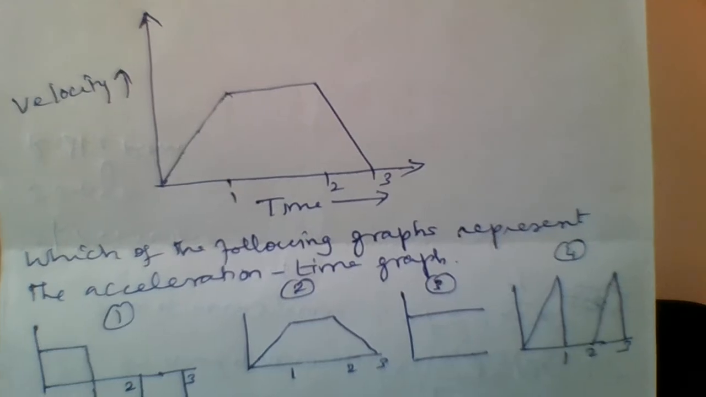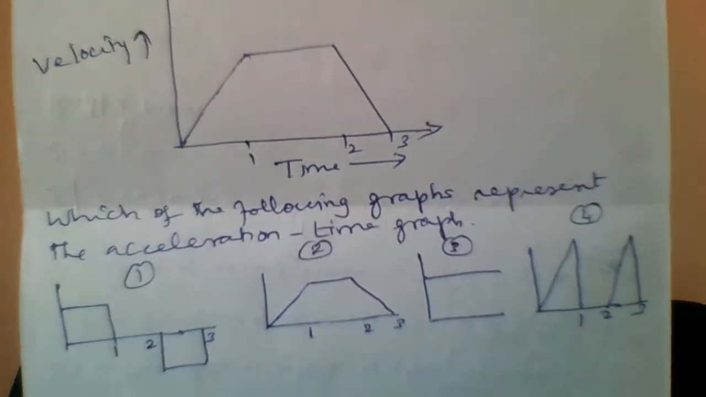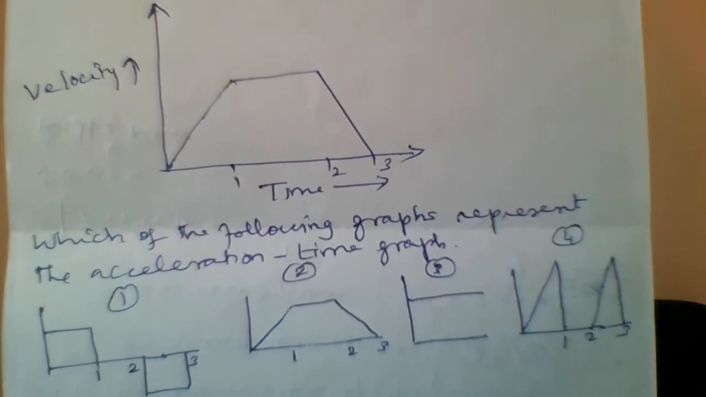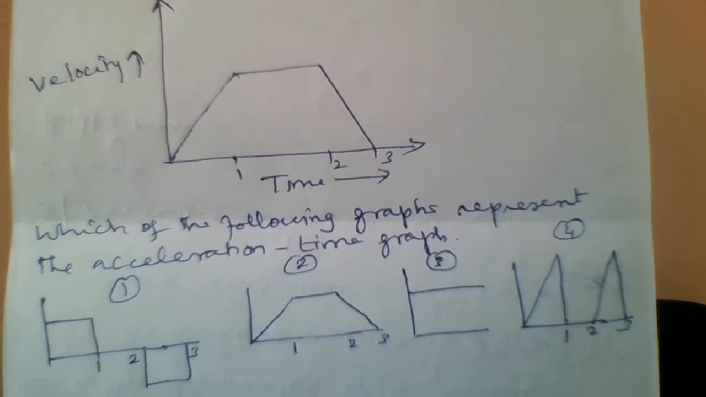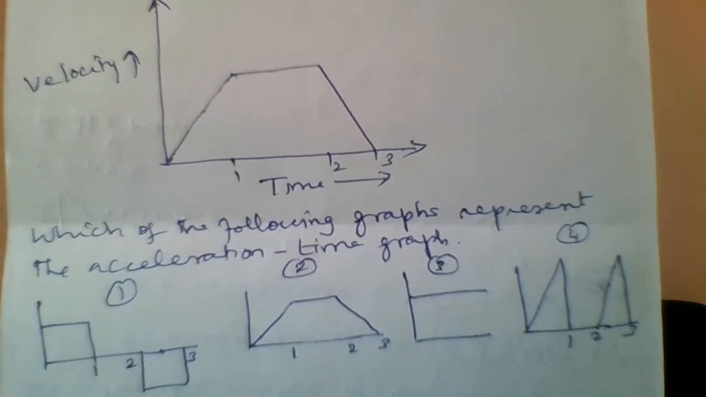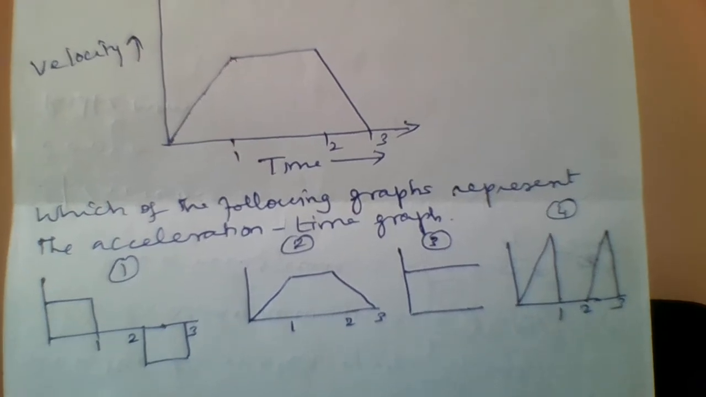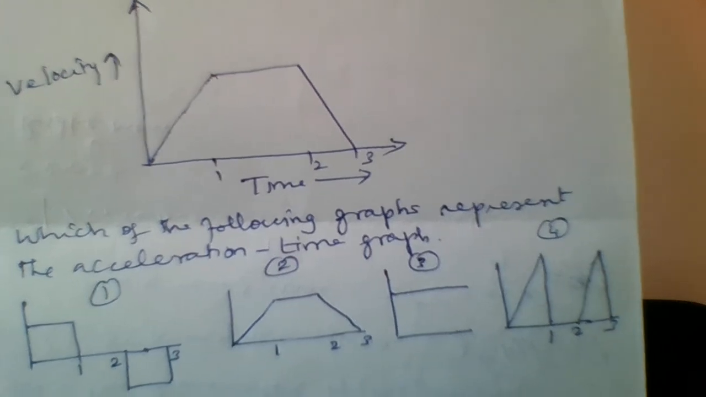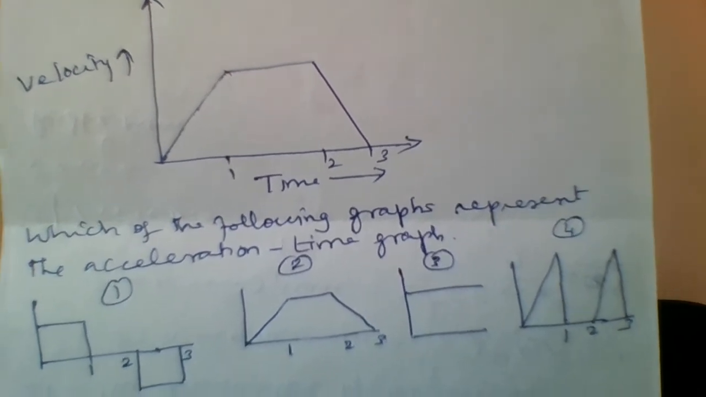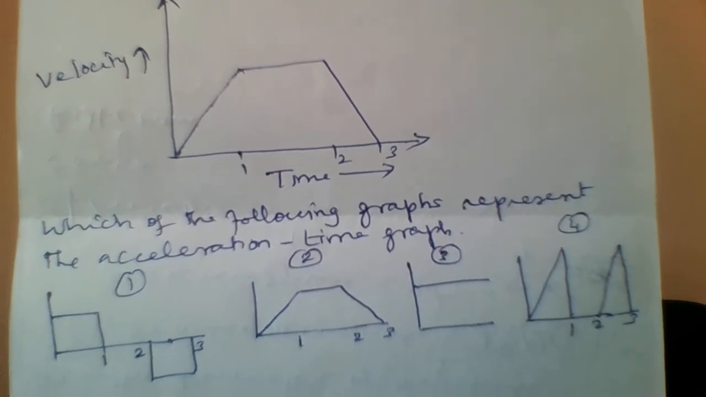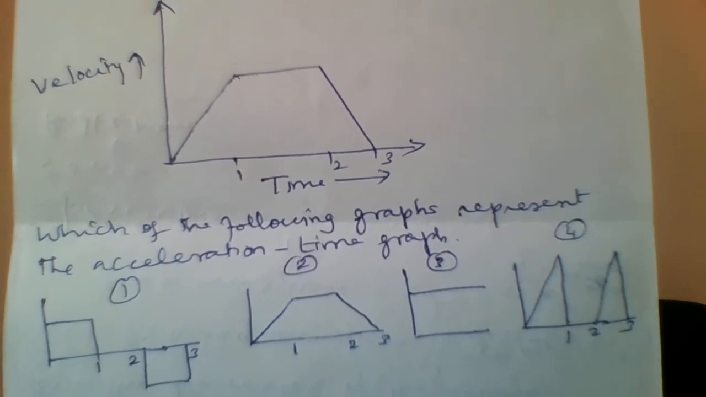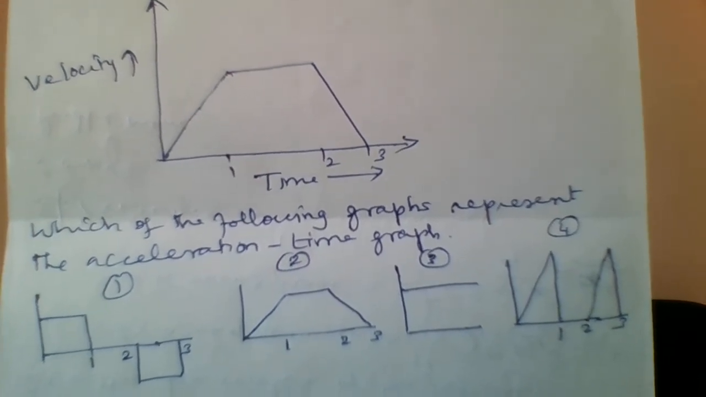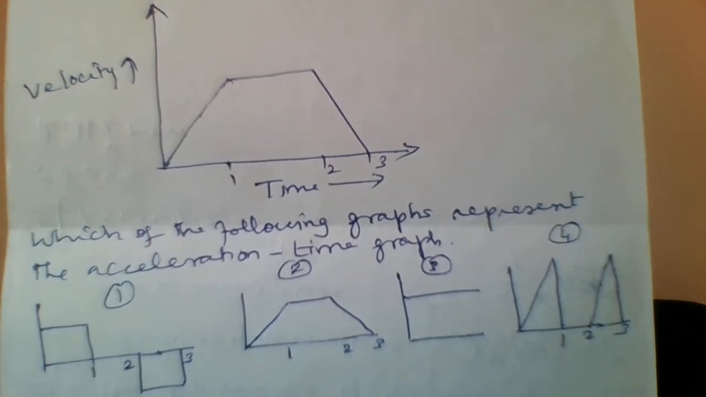If you look at all the 4 diagrams, you can see only the first diagram has a positive acceleration from 0 to 1. That too, it's a constant acceleration. And from 1 to 2, it is a 0 acceleration. And from 2 to 3, it is a negative acceleration. So option 1 is the correct answer. If you look at the other diagrams, they do not represent the diagram given above, that is the diagram of velocity versus time. So that is not reflected in option 2 or 3 or 4. So option 1 is the correct answer.